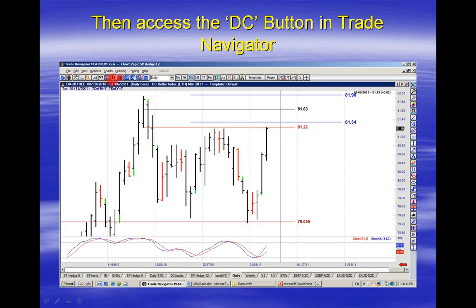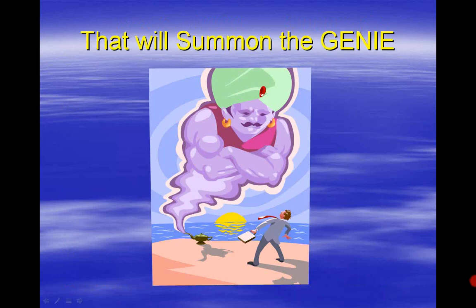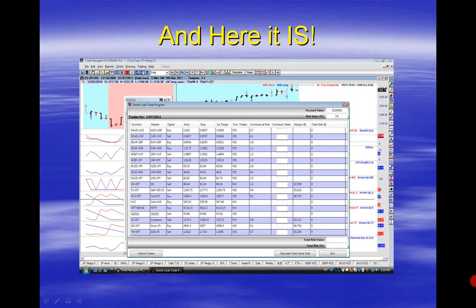So once you've got this, you simply press the DC button there, and that will summon up the GENIE. And here's a picture of a great, strong, and mighty dynamic GENIE who is there, ready and willing to do our wishes, which is just exactly what GENIEs are for. The next page I've showed you is what the GENIE program looks like when you open it up in Trade Navigator.